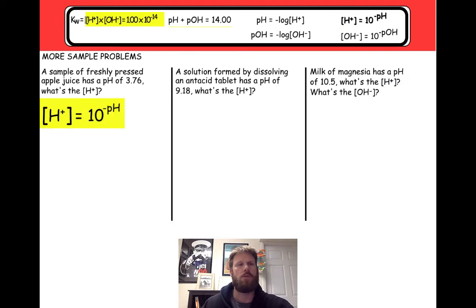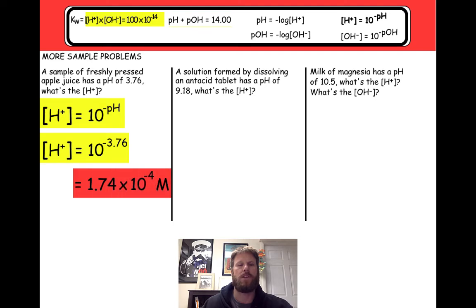So what would the H plus concentration of some apple juice with a pH of 3.76 be? Well, we've got to find the H plus concentration when we're given the pH. We simply need to take 10 to the negative pH. So 10 to the negative 3.76 is 1.74 times 10 to the negative 4th. If you look at that concentration or pH on the pH scale, that corresponds to an acid.